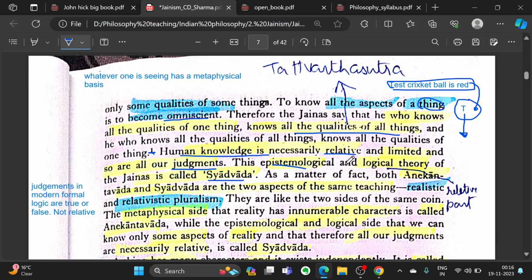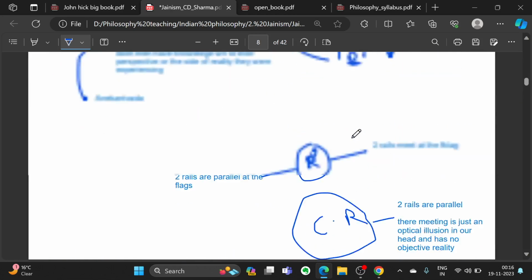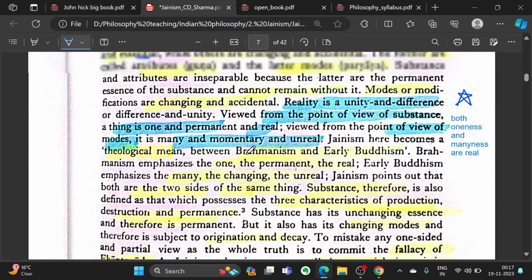Here you can see that, as a matter of fact, both Anekantvada and Syadvad are the two aspects of the same teaching, realistic and relativistic pluralism. Syadvad and Anekantvada, that is epistemology and metaphysics, are connected. I think that I have already explained to you the way I connected the justification part of epistemology, and from there I saw that they are using a metaphysical assumption. So that's how these both are connected, and that is what they are saying here.